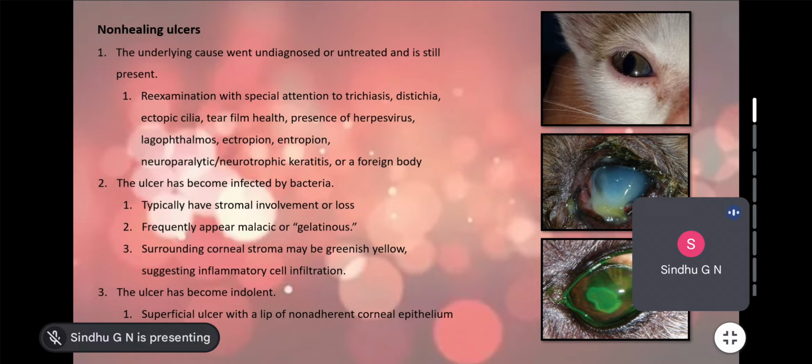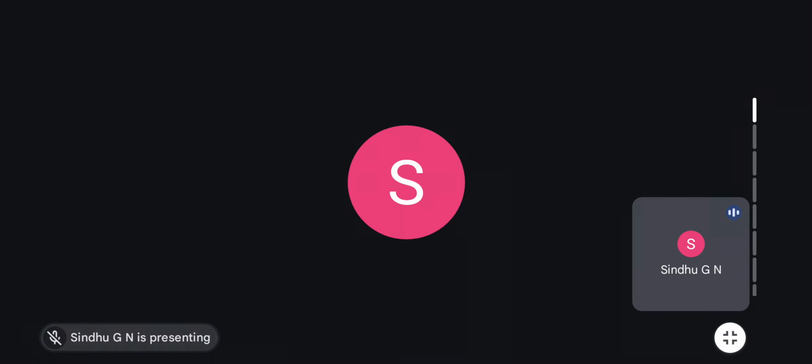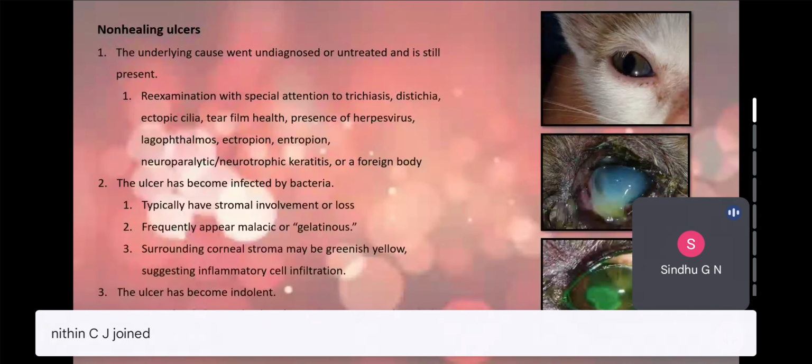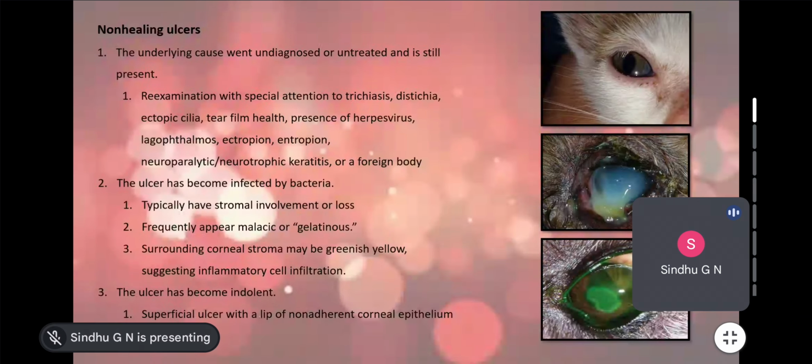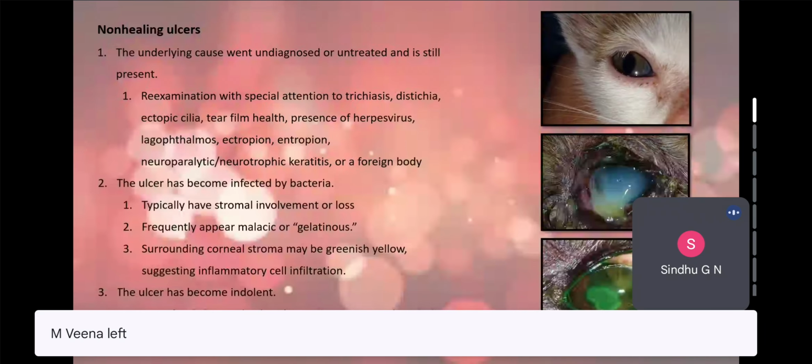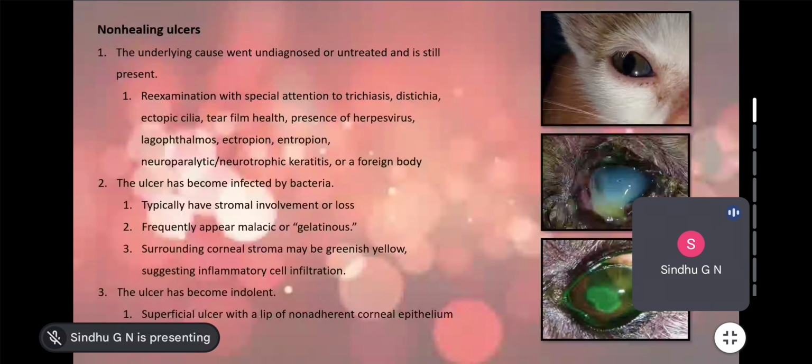Then sometimes that ulcer has become infected by bacteria, and this bacteria will produce proteolytic enzymes which will start melting the corneal stroma. So literally the corneal stroma will look like a gelatinous material. That means it is severely infected by bacteria. In such cases, we have to go for aggressive antibiotic therapy, topical as well as oral, and most of the time we have to use compounded antibiotic preparations also compared to the normally available ones.